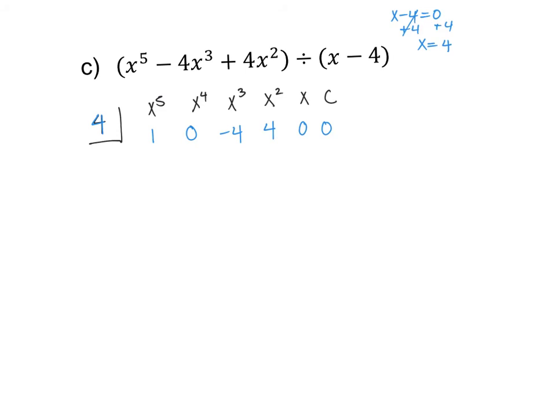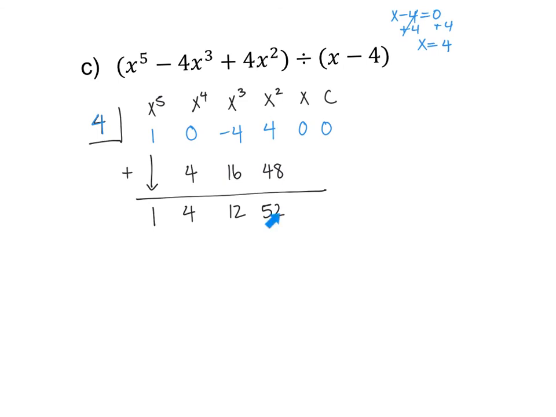From here, I need to start bringing down my numbers. So the first number is dropped down. And remember, these numbers get multiplied with the box. So diagonally, we're going to multiply. So 1 times 4 is positive 4, and we always add vertically. So 0 plus 4 is 4, and then multiply diagonally. 4 times 4 is 16. Negative 4 plus 16 gives me a positive 12. 12 times 4 gives me, let's see, 48. 4 plus 48 gives me 52.